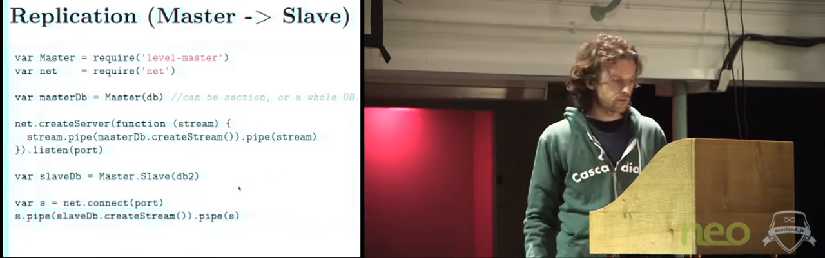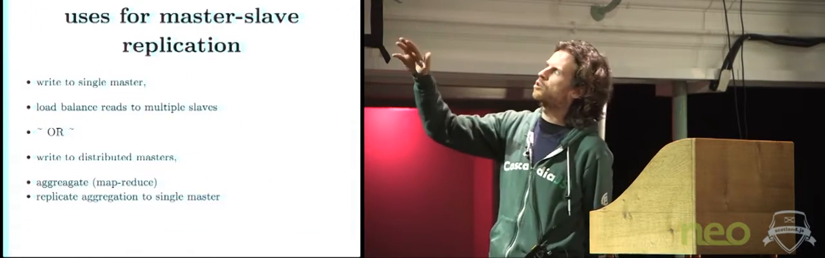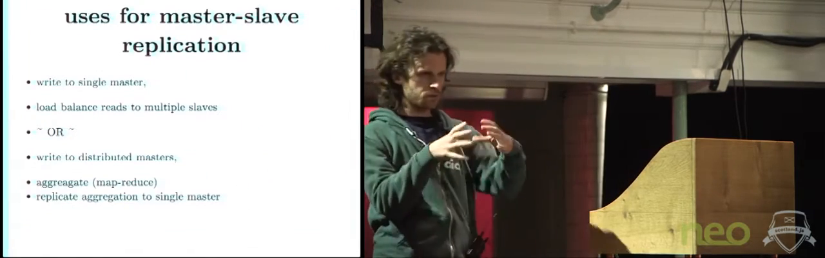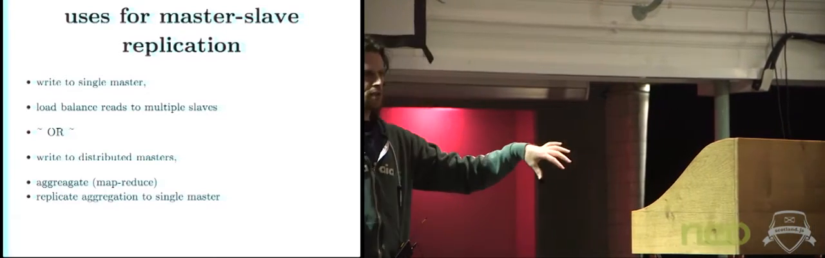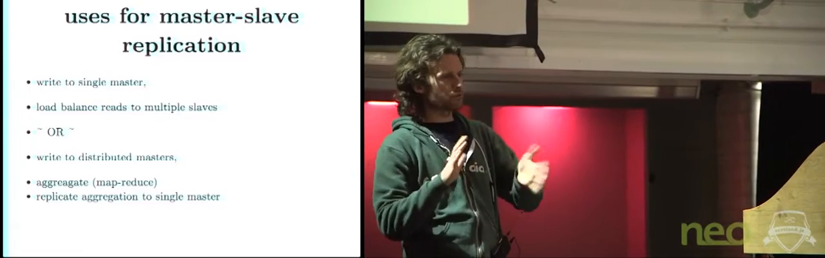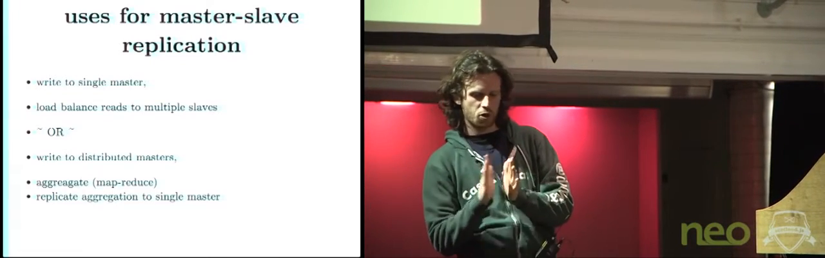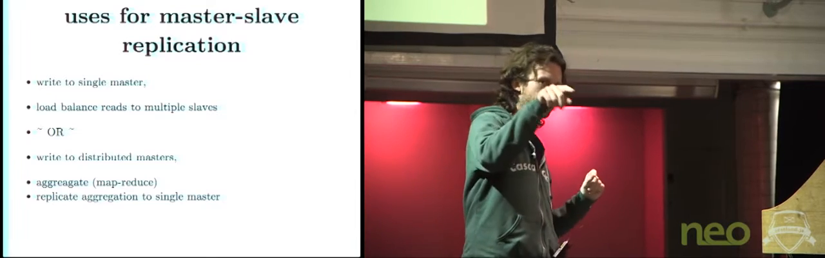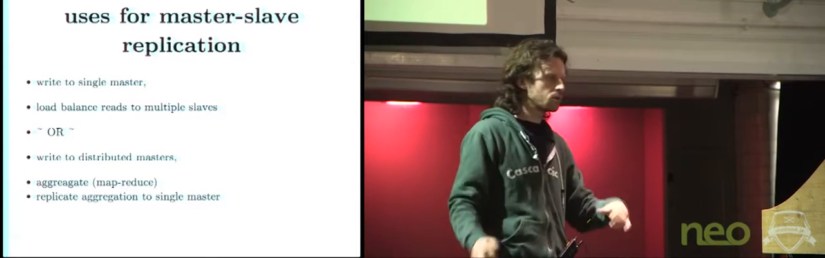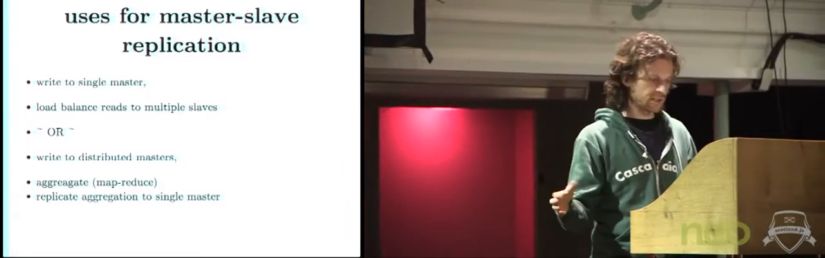You can do the same thing. This is used for a whole bunch of things. You could write to a single master and then fan out all of that data. If you had lots and lots of people needing to read, you would load balance the reads across all of the slaves, and then you would just send the writes to the master, and then they would fan out. That's one approach to scaling.